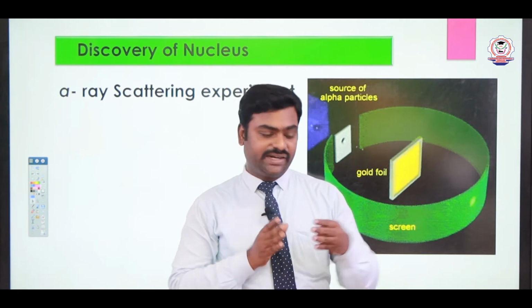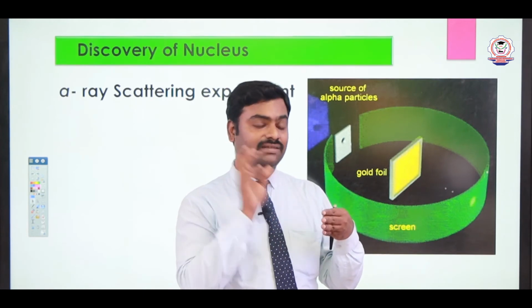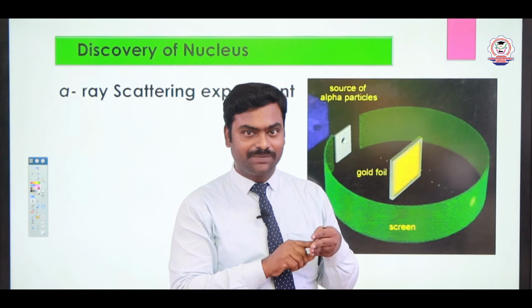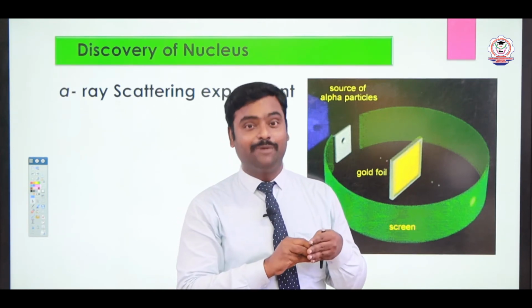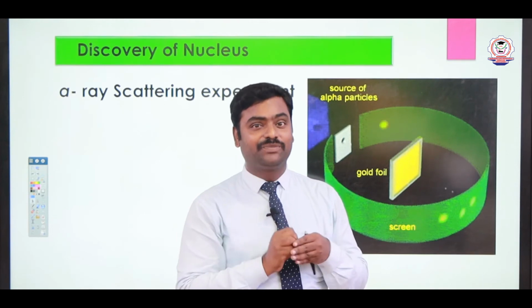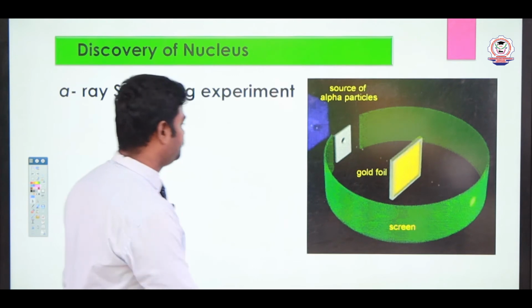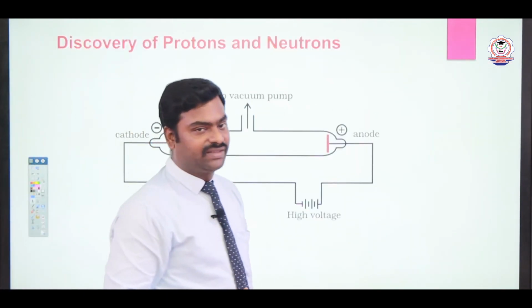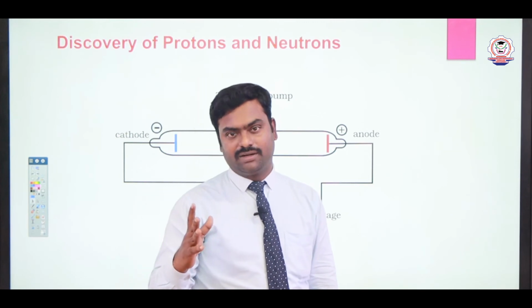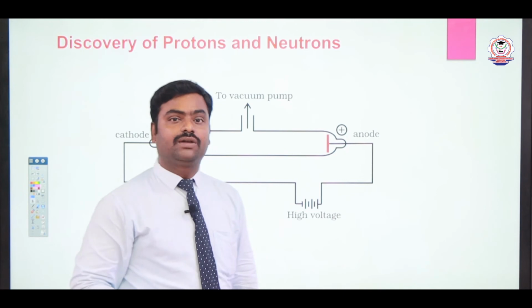So when it is attacking the atom, see, the center has the nucleus which is positively charged. Because of that, the di-positive helium ions have been deflected. So he found the presence of the nucleus in an atom. And then the next discovery, that is proton and neutron. Proton first. Proton was discovered by Goldstein.